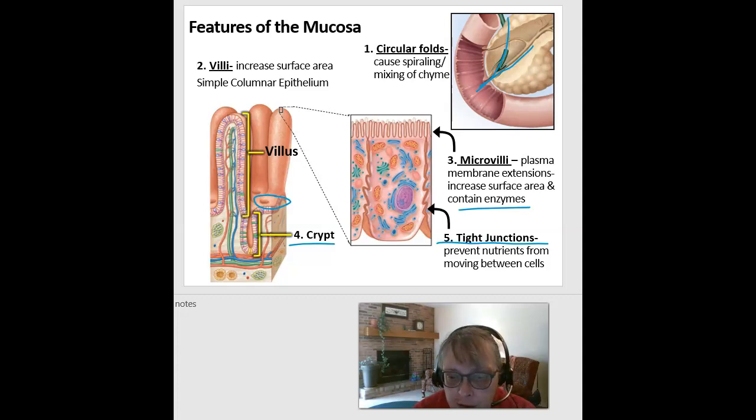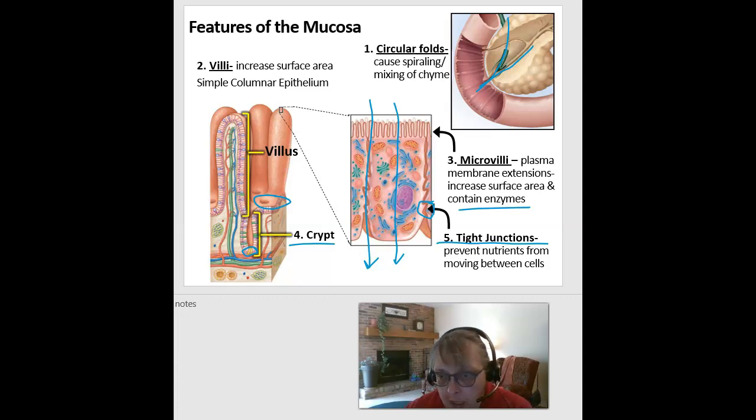Between the epithelial cells of the mucosa, we have tight junctions that prevent nutrients from seeping in between cells to get to the bloodstream. We don't want that, particularly for lipids. We want them to go through the cell, be processed before they hit the bloodstream. So the tight junctions prevent nutrients from moving between cells. They also prevent any foodborne bacteria from getting across the wall of the small intestine.